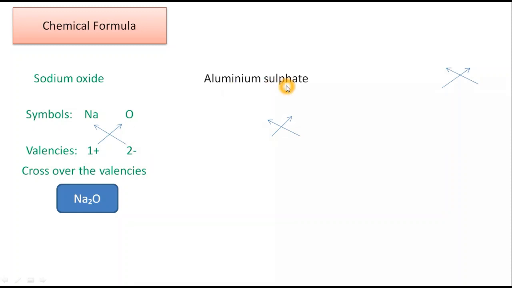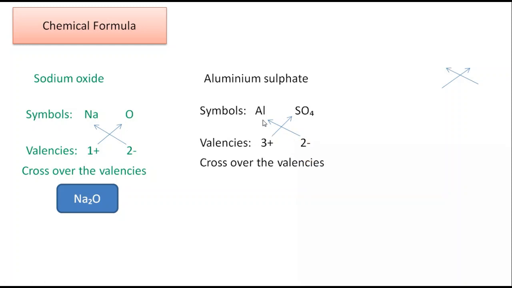Now another compound is aluminum sulfate. First of all, write down the elements that are present in this compound, that is aluminum and sulfate. Now see, aluminum is a single ion, but sulfate is a compound ion, that is a polyatomic ion. The valency for aluminum is 3 positive and the valency for sulfate is 2 negative. Now cross over the valencies. You will write 2 with aluminum, so you will get Al2, and 3 with sulfate. The polyatomic ion is enclosed in brackets as we discussed in the rule, and then you write the 3. So this is the formula for aluminum sulfate.